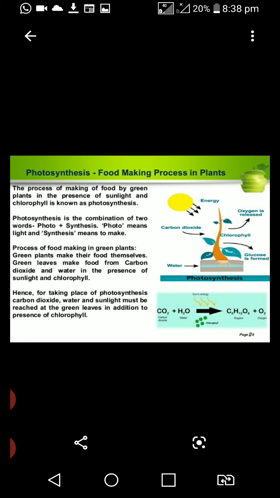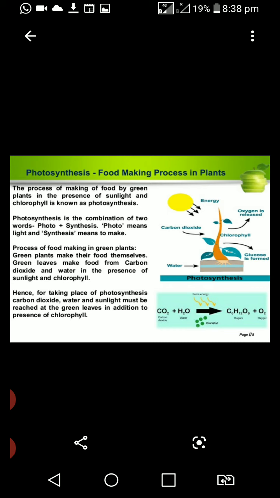During photosynthesis, what will happen? The light energy is converted into chemical energy. Here you can see the carbon dioxide combines with the water molecules with the help of sunlight and chlorophyll, and we get carbohydrates. What is the molecular formula of carbohydrate? C6H12O6. Here C means carbon, H means hydrogen, O means oxygen.